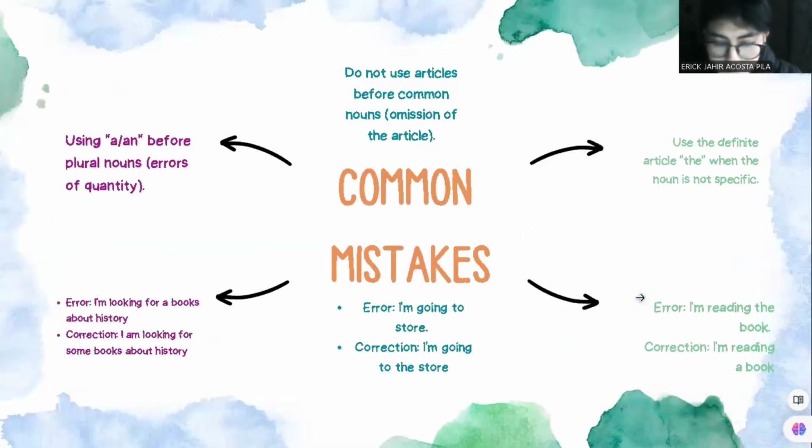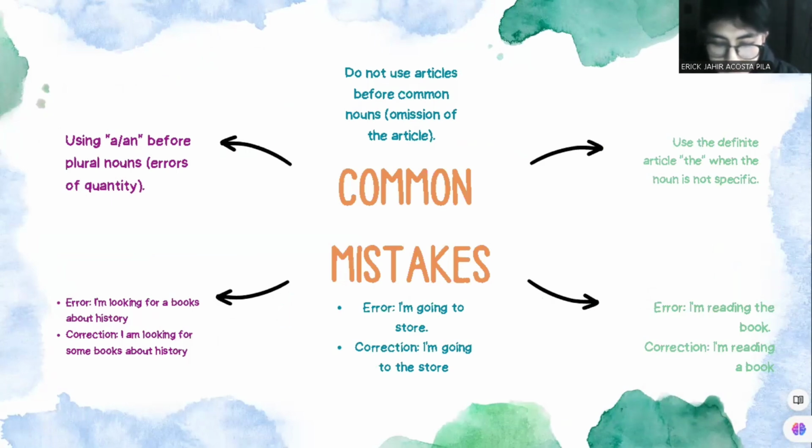Now let's talk about some common mistakes that are made when using these articles in English. One of the most common mistakes is using a or an before plural nouns. For example, I'm looking for a books about history. That's incorrect. The correct form is: I am looking for some books about history.